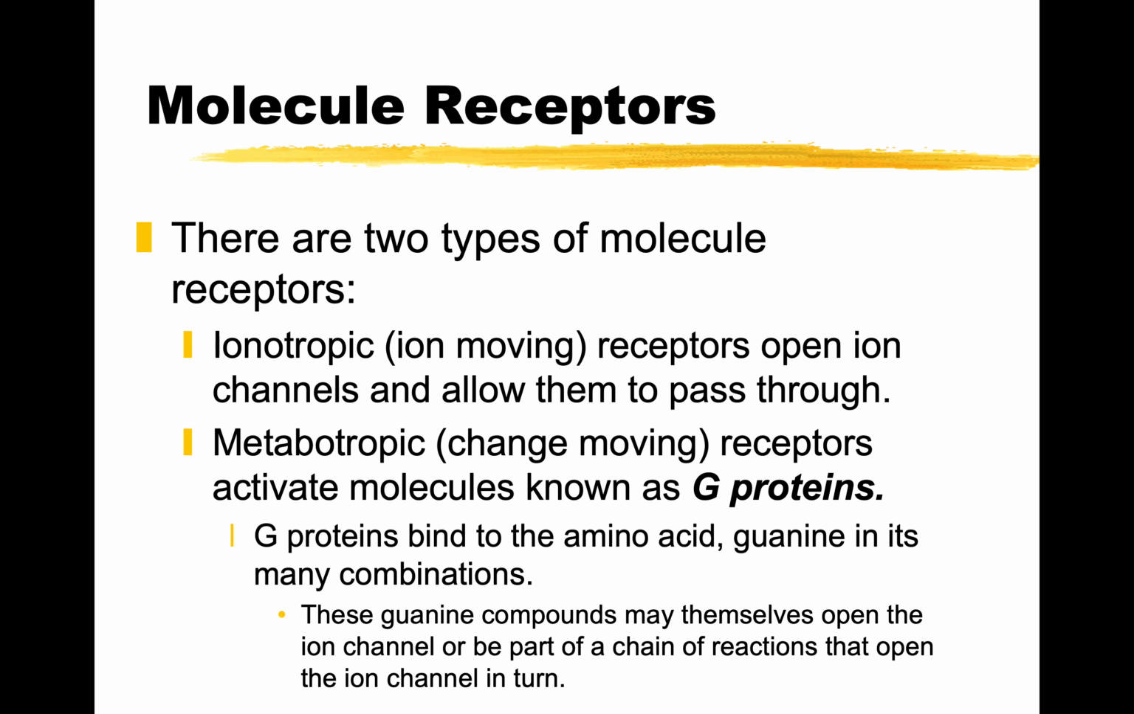There are 2 types of molecule receptors, ionotropic and metabotropic. Ionotropic, which means ion-moving receptors, open ion channels and allow them to pass through. Ionotropic are very, very fast. Metabotropic, which means change-moving receptors, activate molecules known as G proteins. G proteins bind to the amino acid guanine in its many combinations. These guanine compounds may themselves open the ion channel or be part of a chain of reactions that open the ion channel in turn. And this is really what we were seeing with the first video.